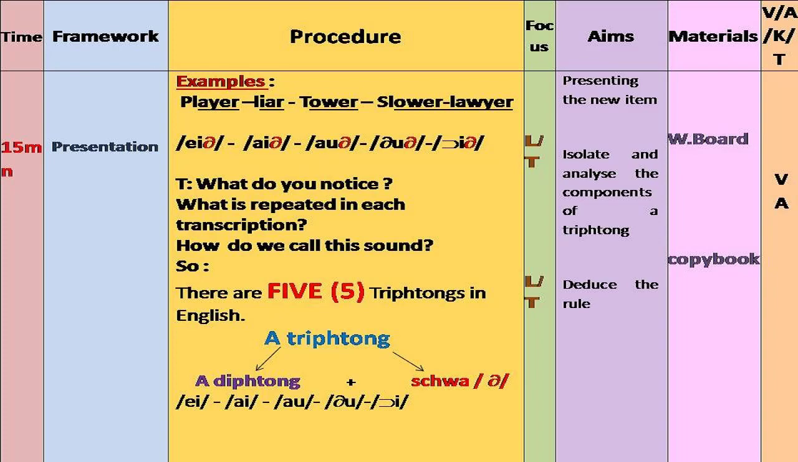There are 5 triphthongs in English. What is a triphthong? It is a diphthong plus schwa. Not all the diphthongs, because we have 8 diphthongs. Only 5 diphthongs plus schwa.